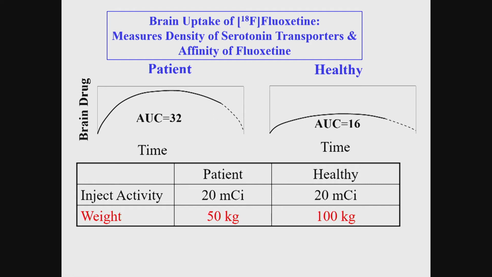Go back and do it properly. So I did. I went back, and this time I got two normal people, quote, at 100 kilograms. They both got 20 millicuries, but I still got the same result. And I said, now I've proven it. And he said, well, this is better, but tell me a little bit more about the medical history.